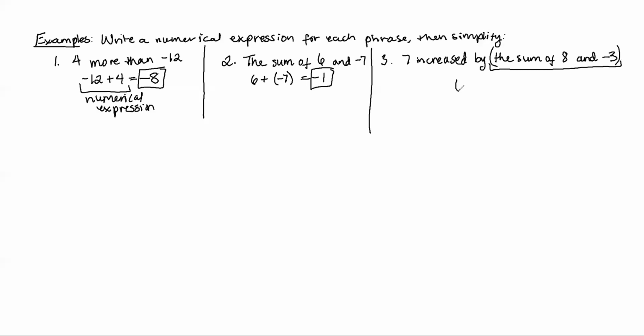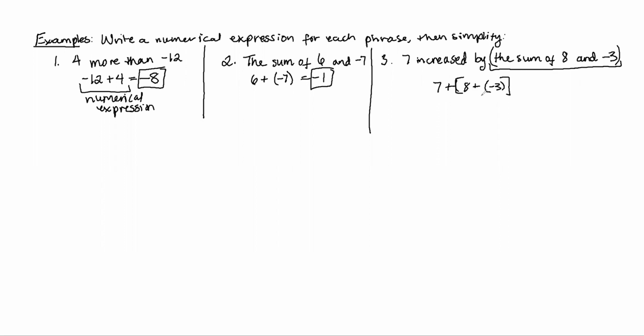And let's go ahead and write that part down first. So the sum of 8 and negative 3 means we're adding. So 8 plus negative 3. Double parentheses here. If you wanted to use brackets instead, you can. I like to change them up as much as possible just so we don't get kind of mixed up with our symbols, or grouping symbols. And then we're increasing 7 by this amount. Increasing something, we're adding to it. So we're going to have 7 and we're adding this sum.